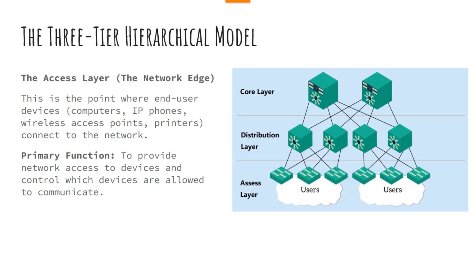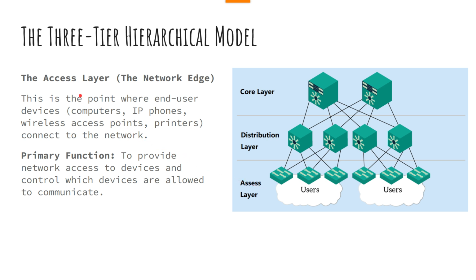So first let's go to the three-tier hierarchical model, or Cisco's three-tier hierarchical model. We have already seen that this model consists of three layers: the access layer, distribution layer, and the core layer. Now let us look at each of these layers in slightly more detail with regards to their function and what kind of configurations are done on each layer.